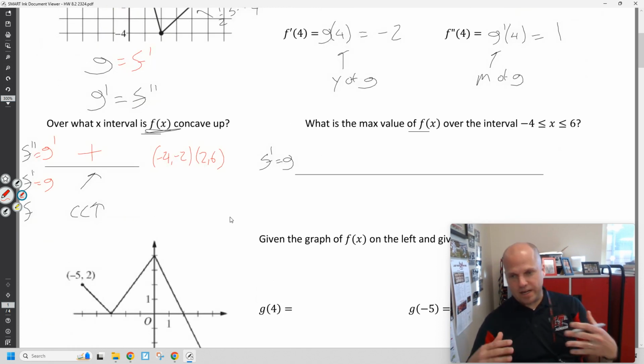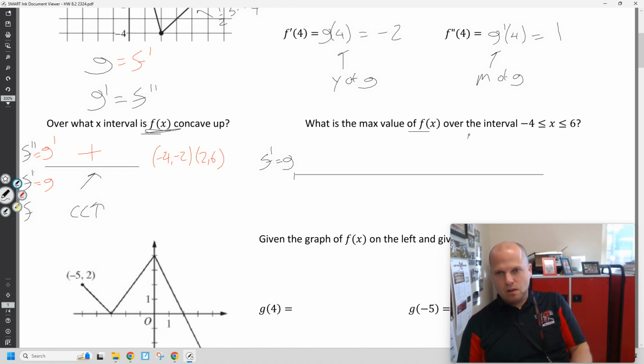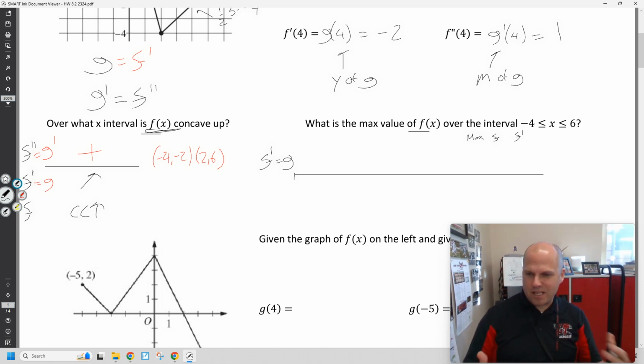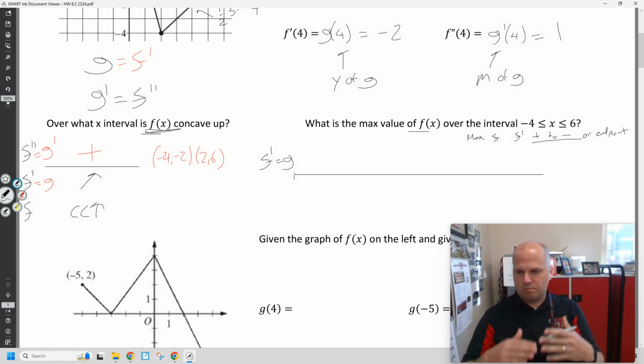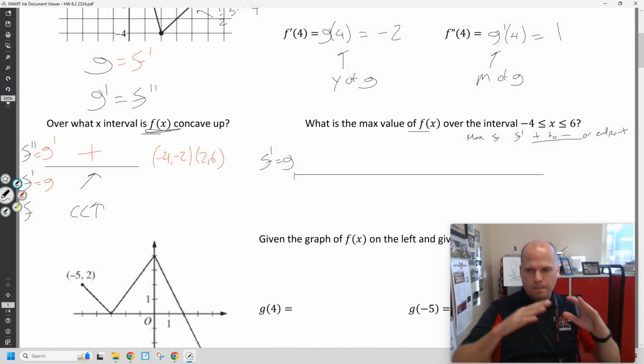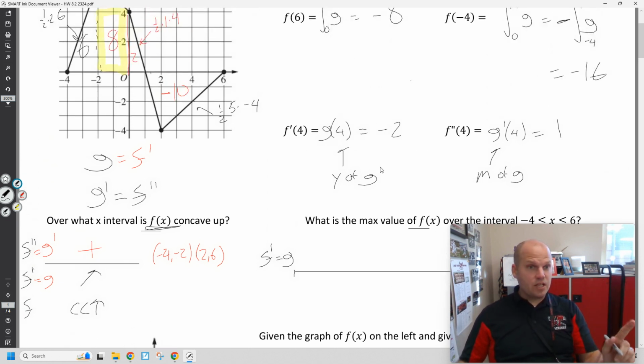Cool. Now, finding max values, we have to do our sign analysis. The max of F is when F prime changes sign from positive to negative, I'd write that down for a test, or an endpoint. Being this specific eliminates relative mins. Mins are not going to be absolute maxes. So F prime equals 0 is a little bit of a waste of our time. Let's see if it's going to be easier than that, actually.